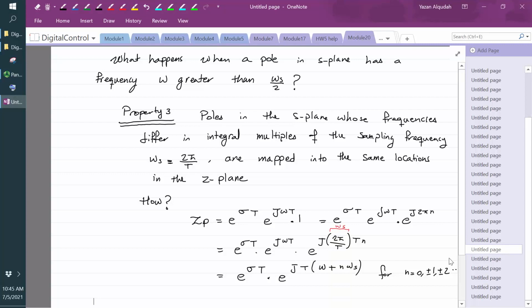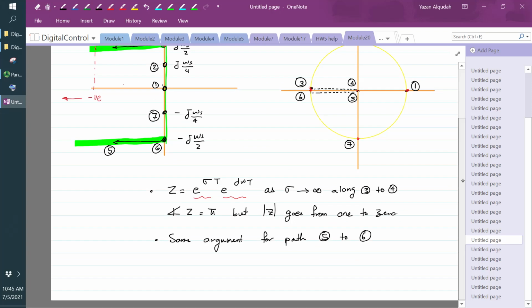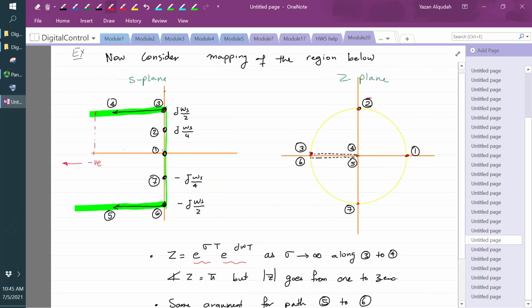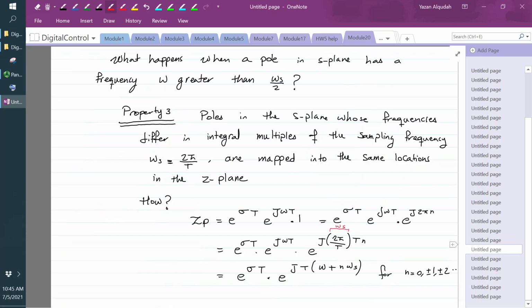Now what happens if a pole in the S-plane has a frequency that is greater than omega s over 2? What happens if the signal has a pole that is higher than omega s over 2? And that is the third property, which is poles in the S-plane whose frequencies differ in integral multiples of the sampling frequency.